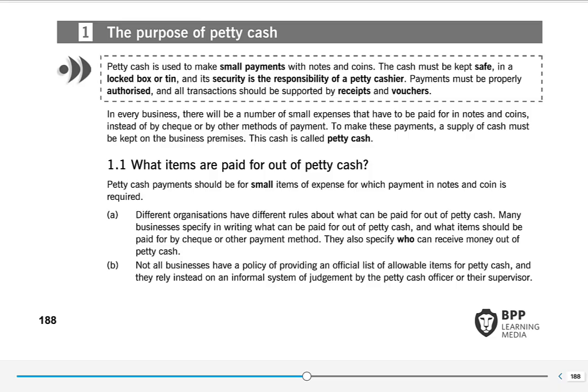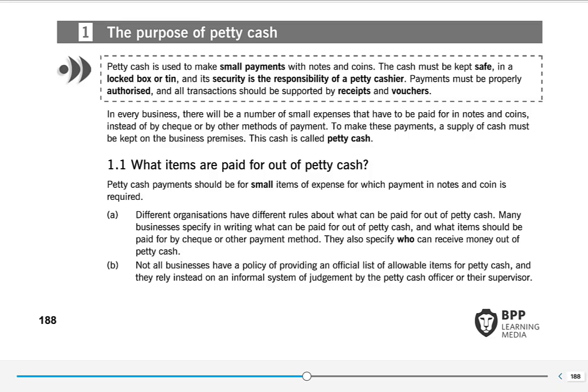So the rule is very clear. Petty cash is for small amounts and regular small expenses. Now let us talk about something very important. Petty cash is not for big purchases. Petty cash is not for personal items. Petty cash is not for anything that looks suspicious or unclear.